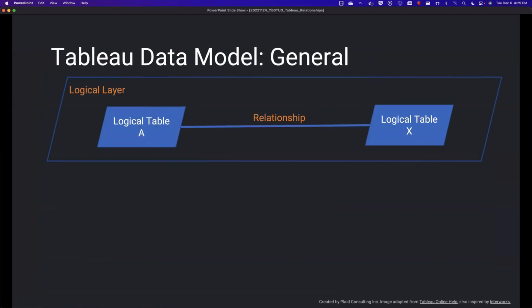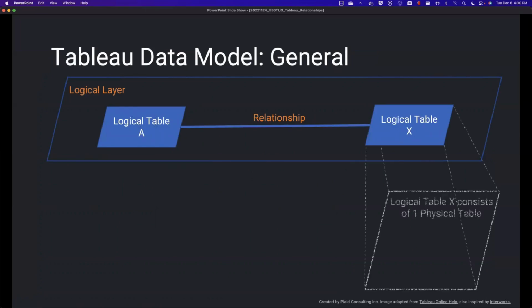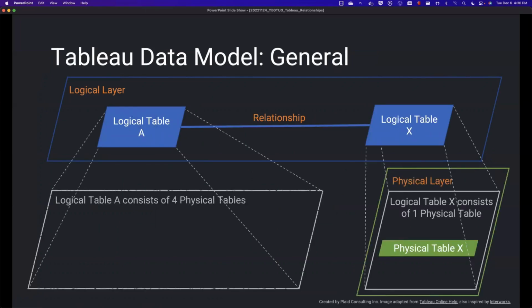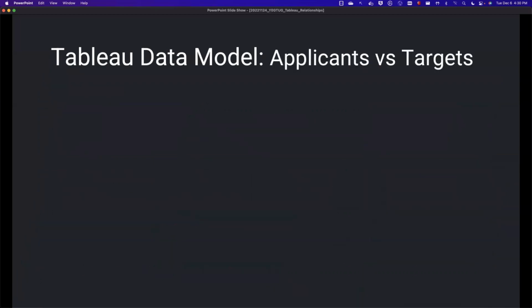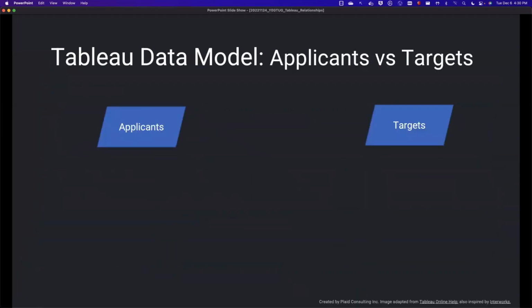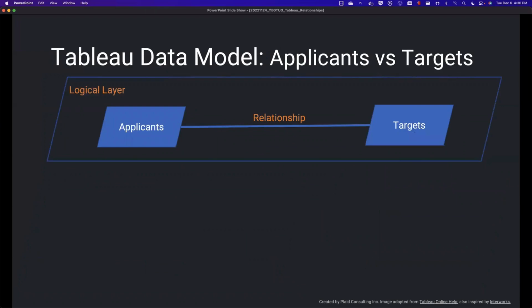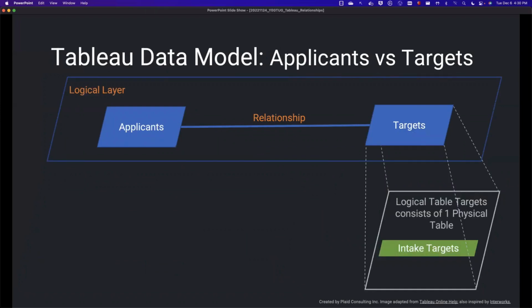We have two logical tables that we've defined, A and X. And contained within those is the physical layer. They may have one, as we see on the right, or many tables that create our logical table. So let's take that to our example of applicants versus targets. We've put targets on the right, applicants on the left. Targets are made of a single sheet. In fact, it's an Excel sheet called intake targets. So that's our logical table, targets, and our physical table is the same.